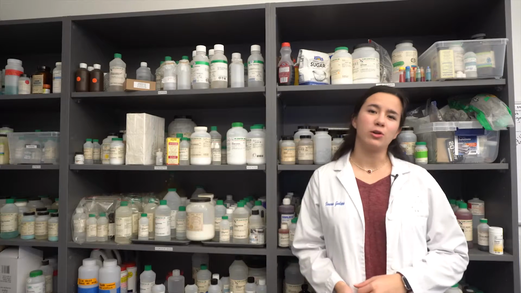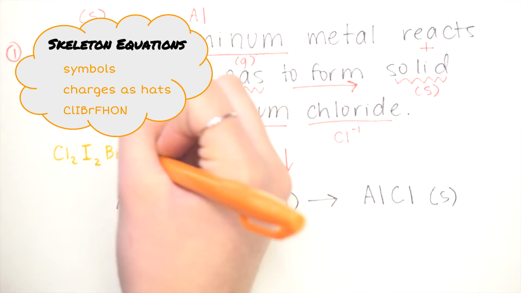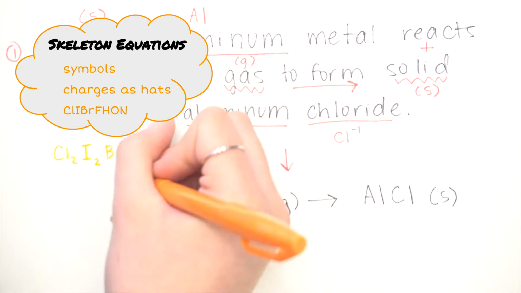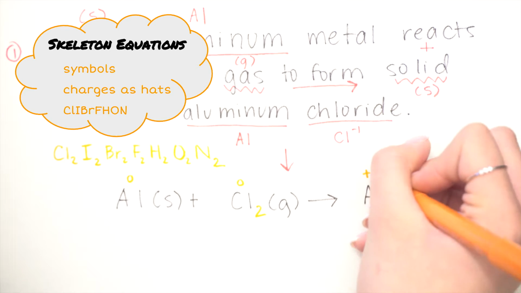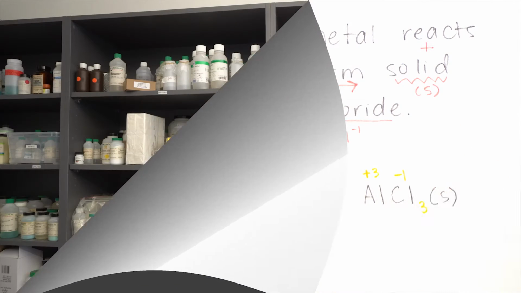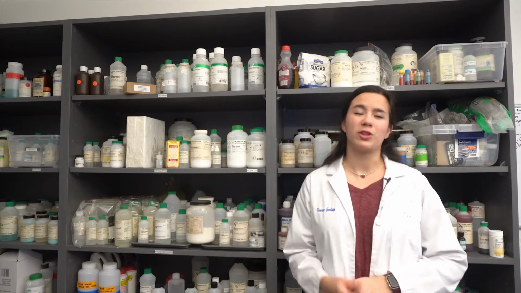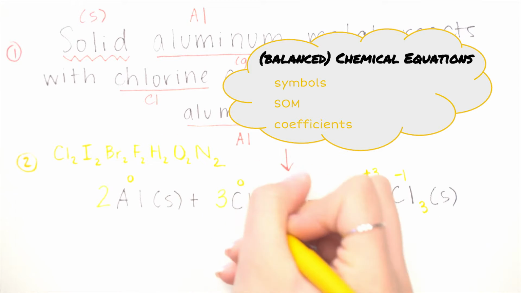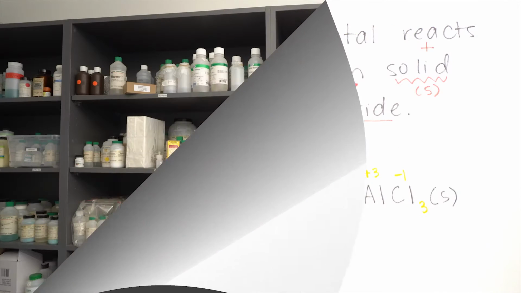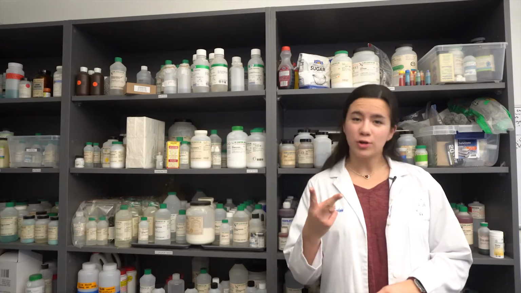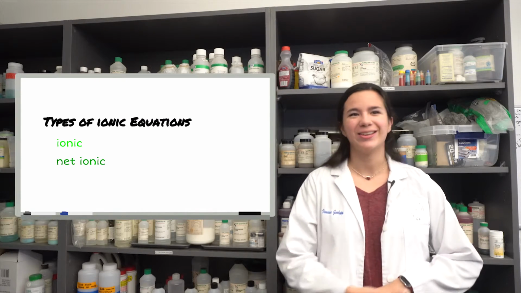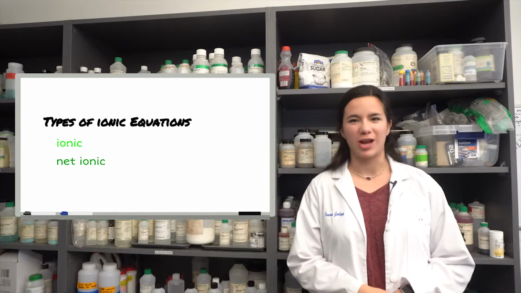Skeleton equations include symbols and states of matter, but aren't necessarily balanced. In this step, you'll want to write your charges as hats and crisscross your ions, and don't forget your Kleiber for diatomics. Chemical equations are the same thing as skeleton equations, but balanced. We'll cover how to balance equations later in this video. There are also two types of ionic equations, ionic and net ionic, which you'll learn more about in displacement reactions.